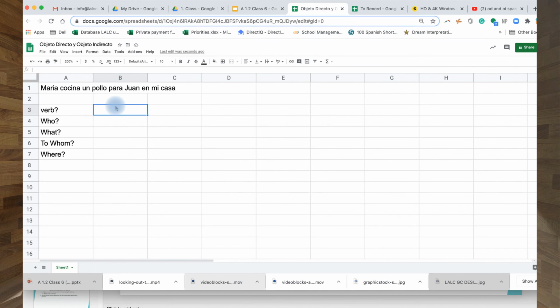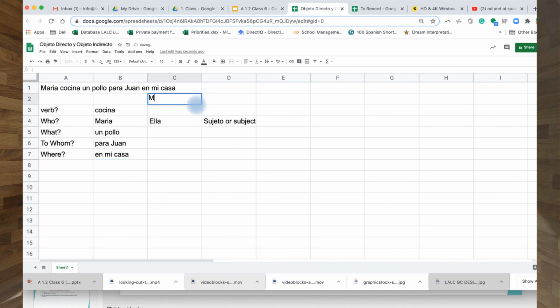If you listen to me, you can do it in your heads. Okay, cocina, very good. Cooks, who cooks? María. Okay, very good. How can you make María shorter? Ella, right? And that's el sujeto or subject of the sentence. What does she cook? Un pollo, correct. To whom? Para Juan, correct. And where? En mi casa.